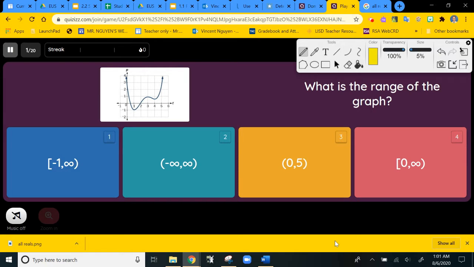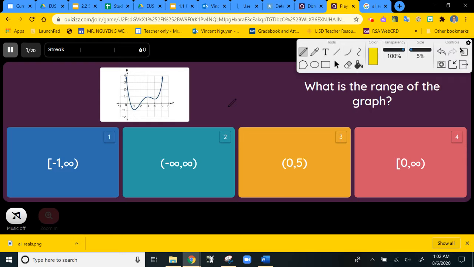Today we're going to play with quizzes, some practice over domain and range, and how we use different types of notations to indicate the domain and the range, okay? So let's start with this first problem. I think there are 20 problems and we're going to get through all of them.